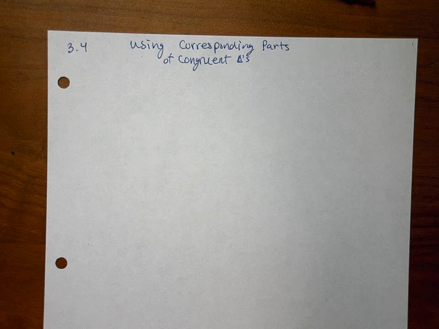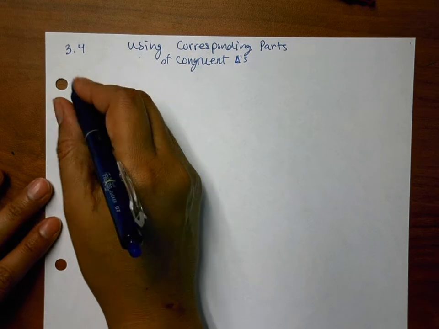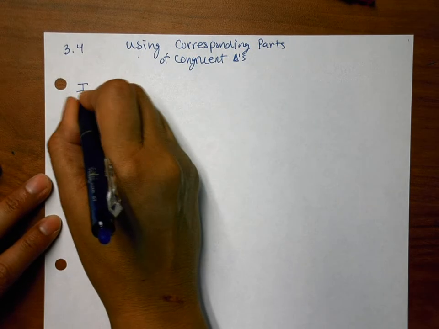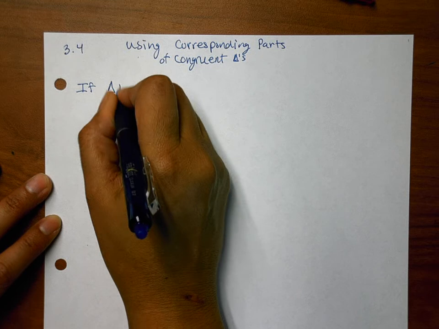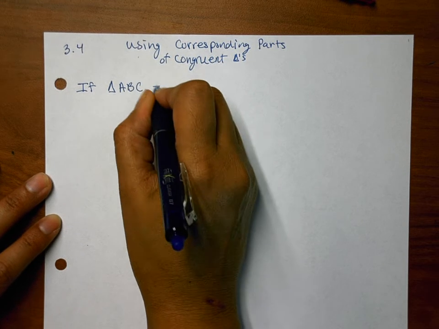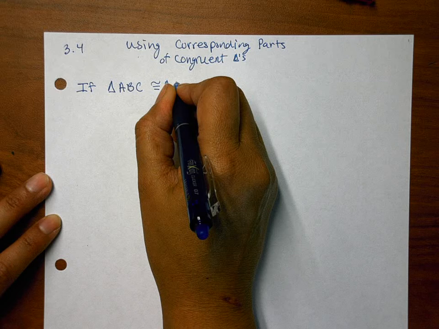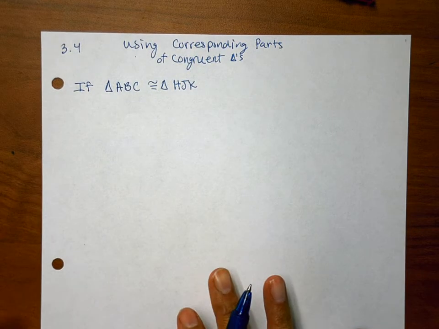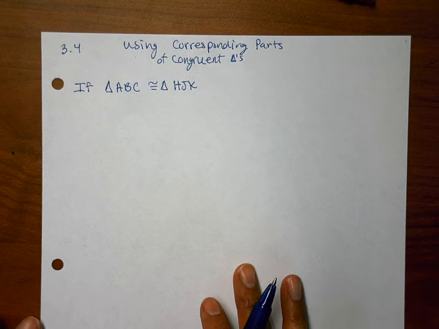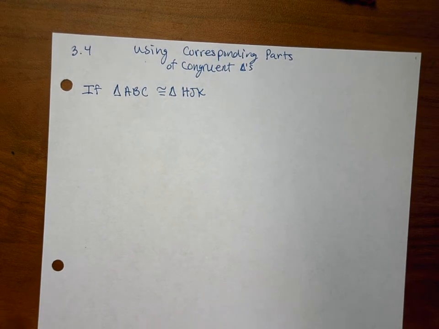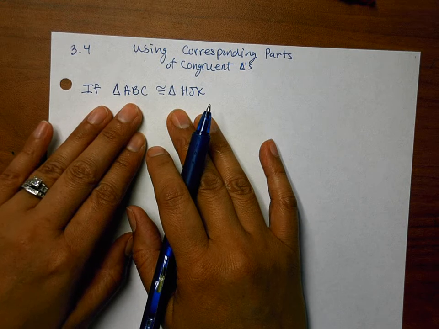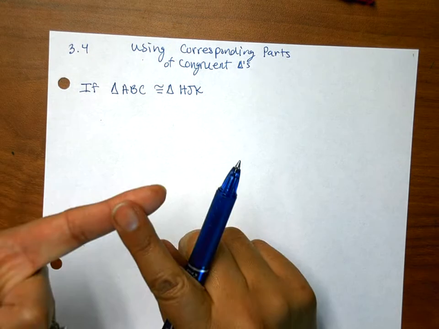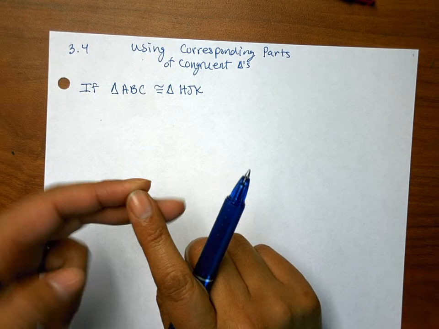Okay, first things first, what do we remember back from Lesson 3.1? We learned that, let's write this down, if triangle ABC is congruent to triangle HJK, then all corresponding parts were congruent. And it went the other way. In order for two triangles to be congruent, all corresponding parts and corresponding angles must be congruent.